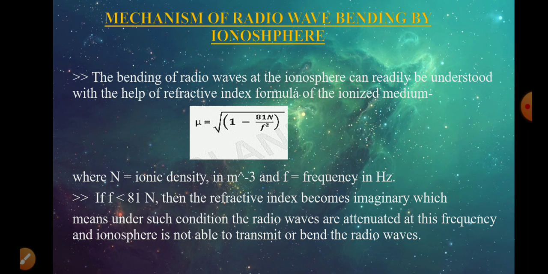First one is the radio wave propagation through the ionosphere, where the reflection process is taking place, and in the second part there is a bending of the radio wave by the ionosphere, where the refraction process is taking place. So for the better understanding, I am sharing an image where you can see how the whole mechanism is taking place.